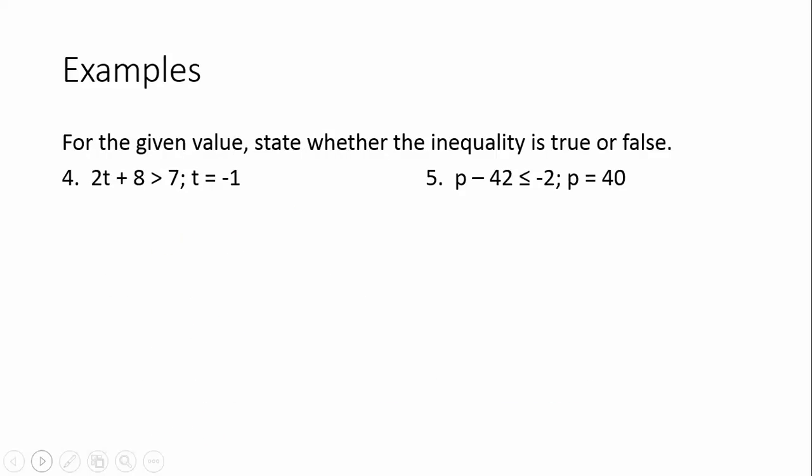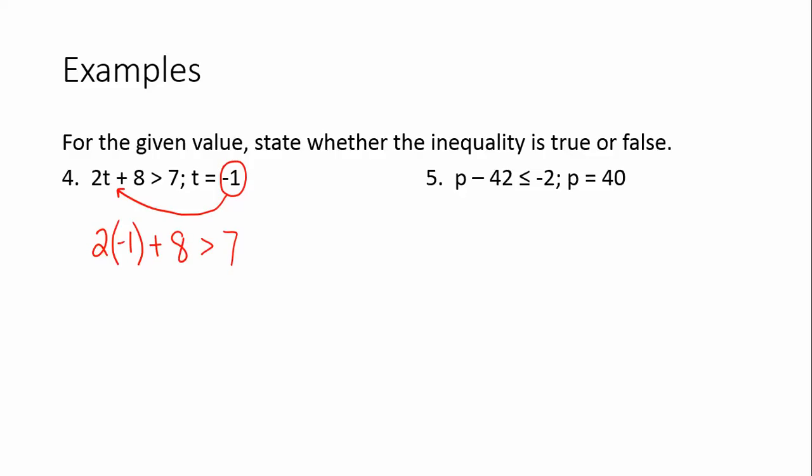The next type of example is that when you're given a value, you can tell whether an inequality is true or false. And this is very similar to when we used to check our solutions in equations. You are simply going to plug the value in for the variable and then determine if the inequality is true or false. So here we're going to take this -1 that's equal to t, and we're going to plug it in for t. So we're going to have 2 times -1, remember that's multiplication there, plus 8, and we're checking if that's greater than 7.